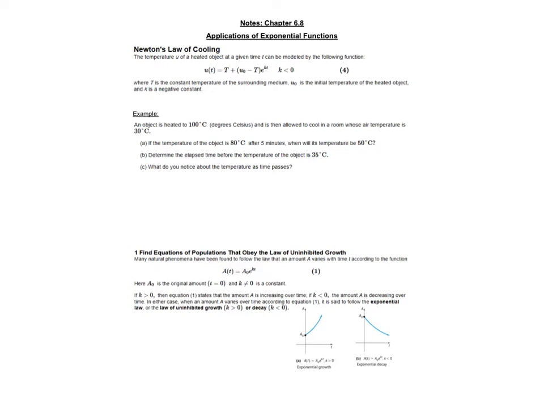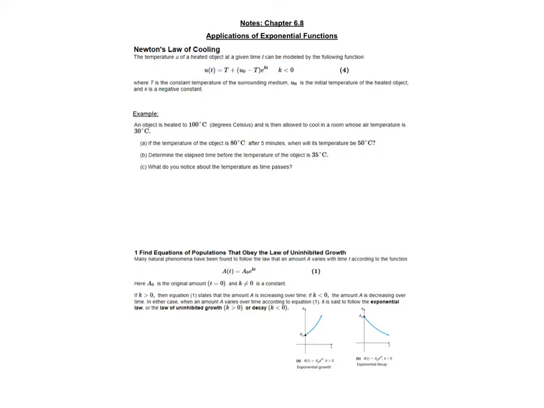Now, the main thing that we want to be able to do in all of these exponential functions that we're going to look at is be able to read a situation. We want to be able to plug into our formulas and solve for whatever variable that they're looking at. So let's look at this first problem, this first example.